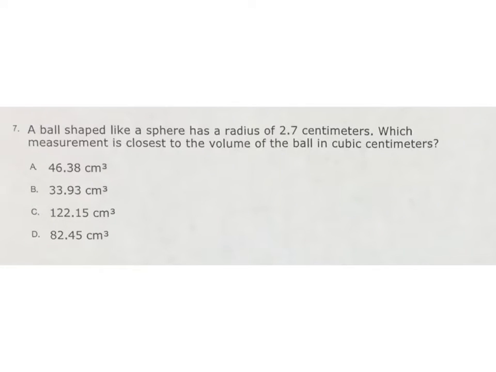Number 7. A ball shaped like a sphere has a radius of 2.7 centimeters. Which measurement is closest to the volume of the ball in cubic centimeters?